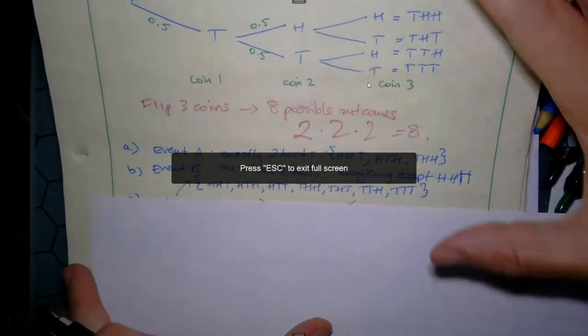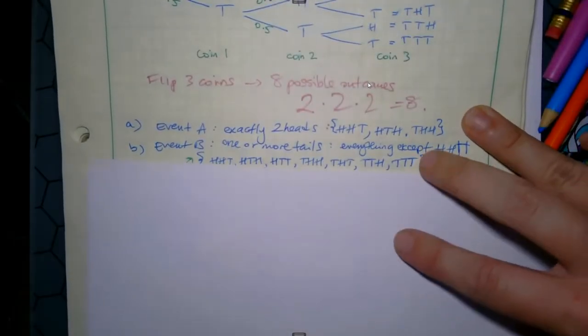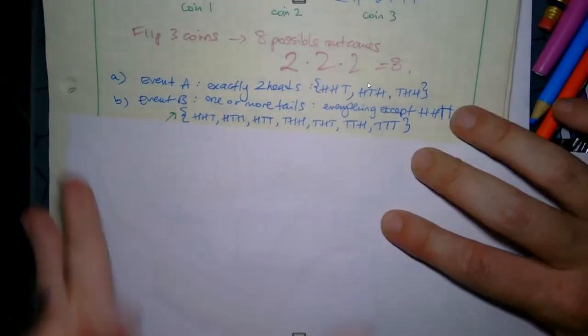All right, second half of question 4. Got this far, and now we're talking about vocab. So the vocab is union and intersection. I want to talk to you very briefly about Venn diagrams. This is Venn diagram vocab.